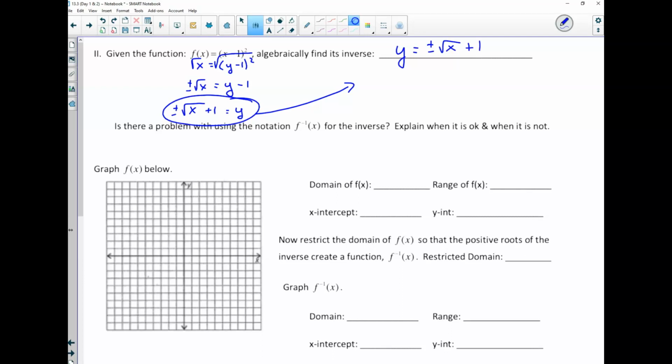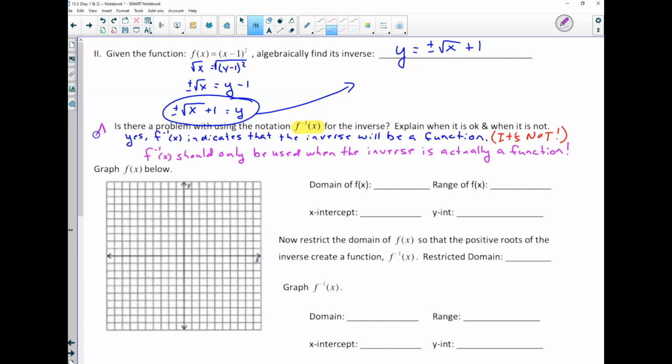Now notice, is there a problem using this notation right here? That means inverse. And there is a problem with that, okay? The problem is if the inverse is not a function, I can't use the function notation that I have highlighted on there. So what I'm going to do is hit pause. I have a little bit I'm going to write in here, and then I'll read it to you, but I don't want to take too much of your time.